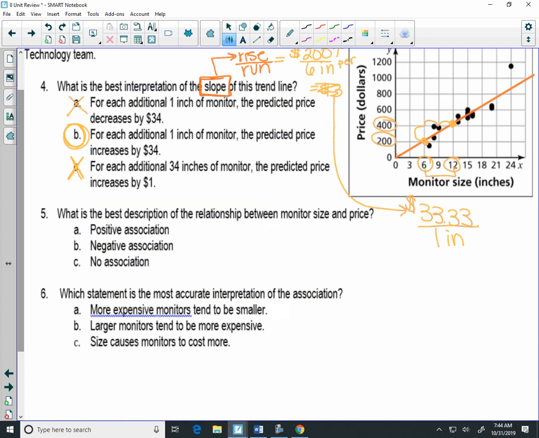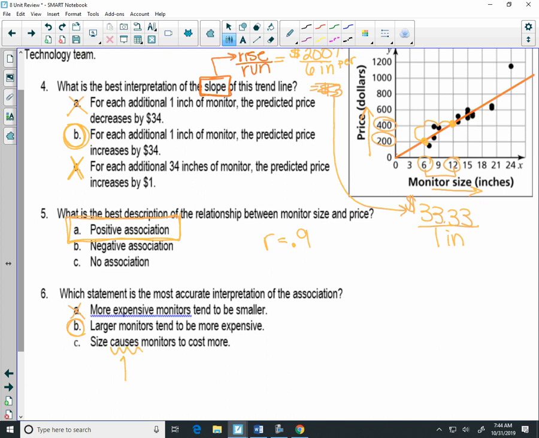What's the best description of the relationship between the monitor size and price? So here, as price goes up, monitor size goes up. So that is a positive association. If we were going to talk about an R value for this, I would say like 0.9. So that would be positive and definitely strong. We're really close to that line here. Which statement is most accurate interpretation of the association? More expensive monitors tend to be smaller. I don't think so. Larger monitors tend to be more expensive. I like that. Size causes monitors to cost more.